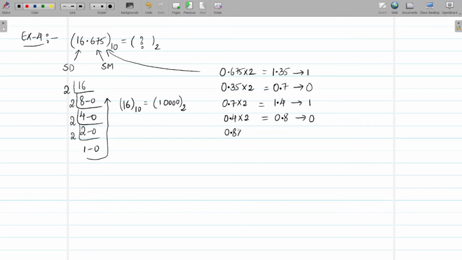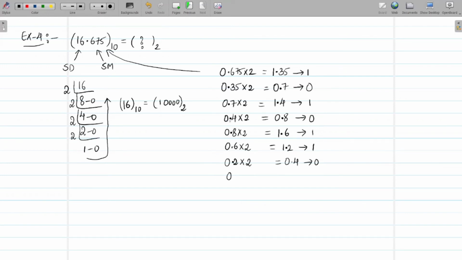Multiply 0.8 with 2 again. You will get 1.6. Write 1 separately. Write 0.6 into 2. It is 1.2. Write integral part separately, and you are left with 0.2. Multiply with 2. 0.2 into 2, 0.4. Write 0 separately. So when you multiply 0.4 again, you will get the same numbers repeated.